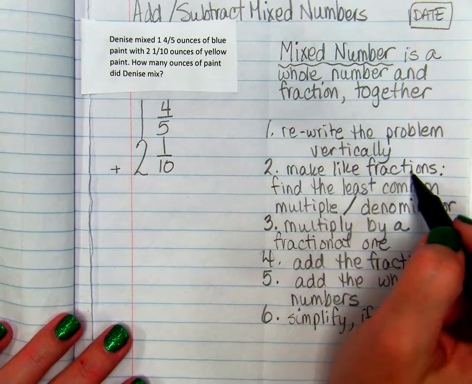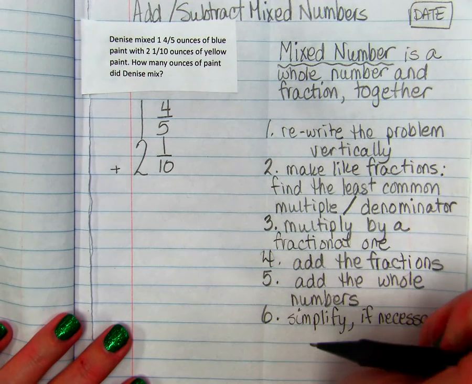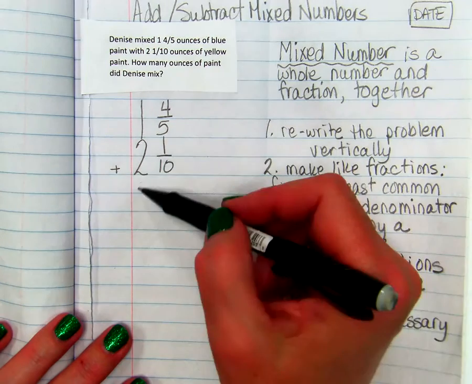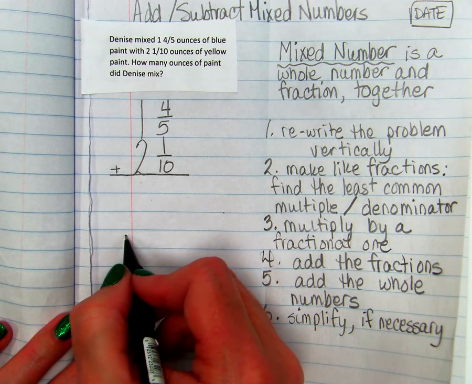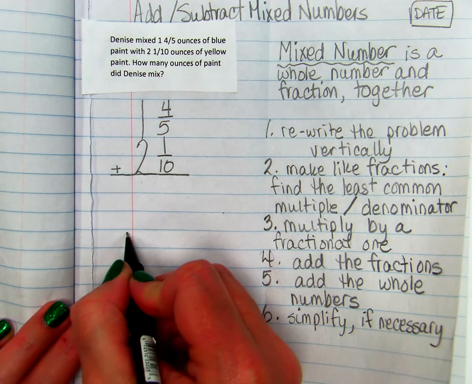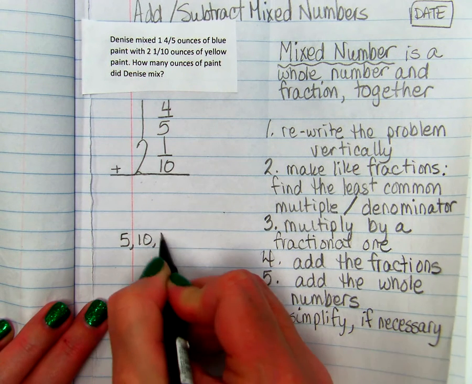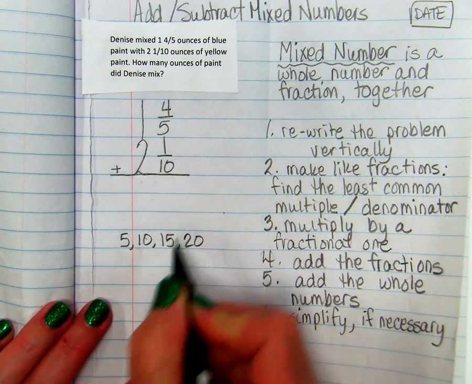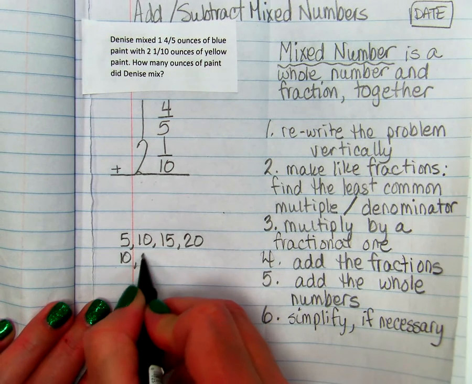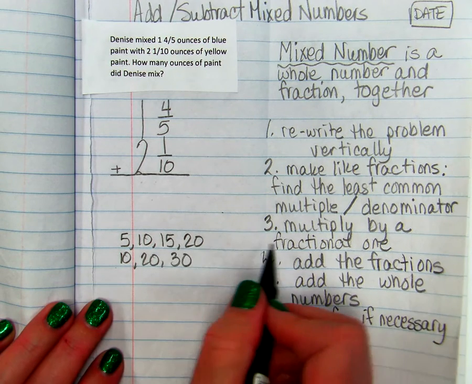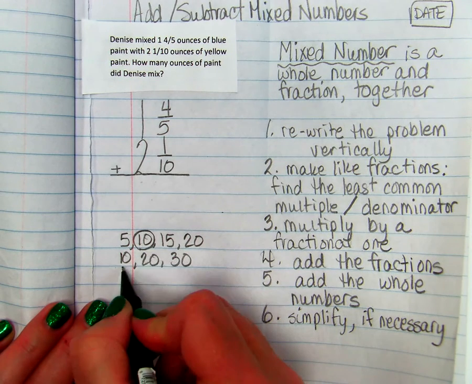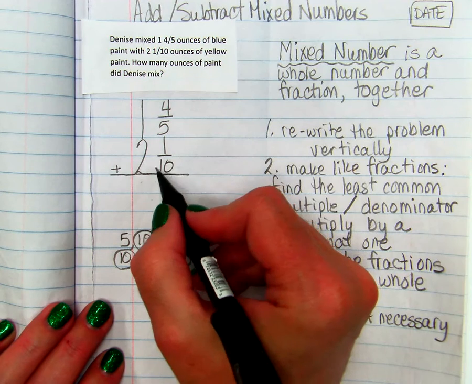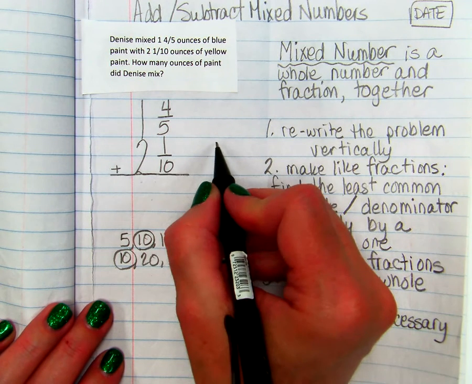Step 2, make like fractions, find the least common multiple. I'll come down maybe 4 lines, and let's list multiples of 5 and 10. This should be pretty easy, right? Multiples of 5: 5, 10, 15, 20. Multiples of 10: 10, 20, 30, and so on. Do you see the least common multiple? I'm hoping you do. It is 10. This fraction is already in tenths, so let's go ahead and copy this over.